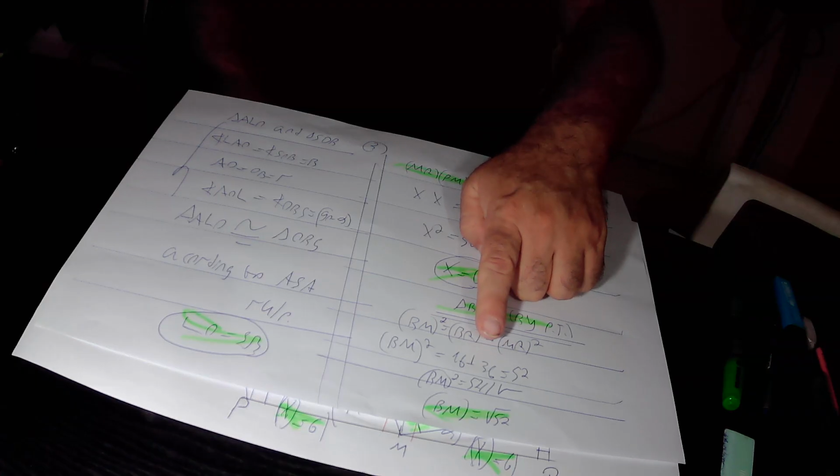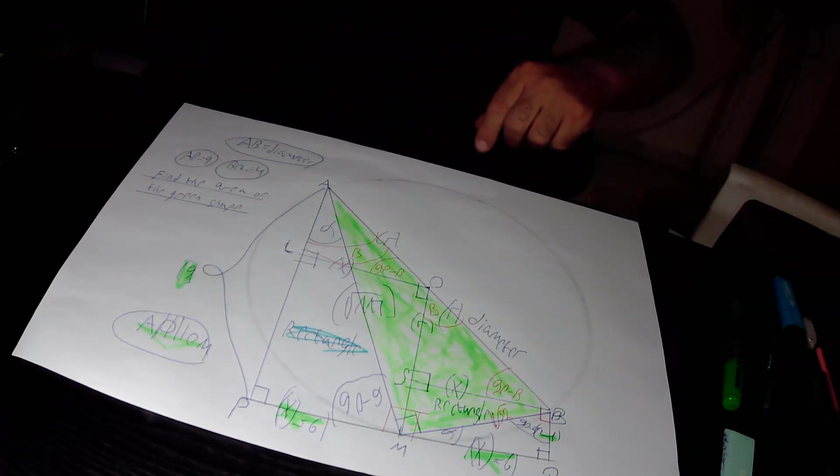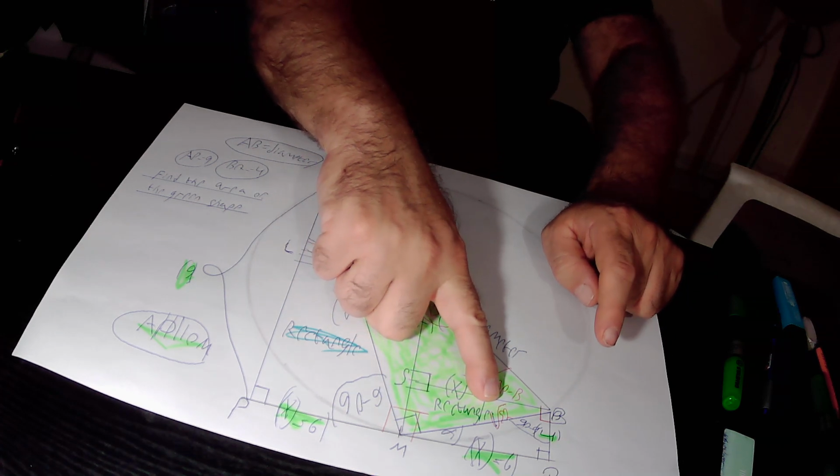Here we took the square root of the equation and finally found that BM equals the square root of 52 units in length. This is side BM, which equals the square root of 52 units in length.